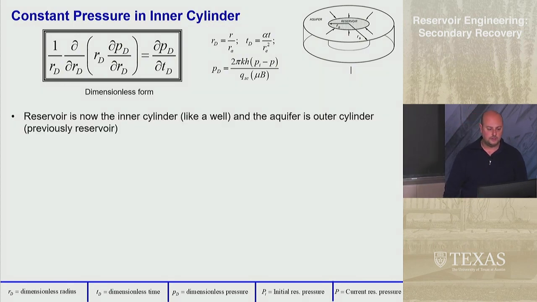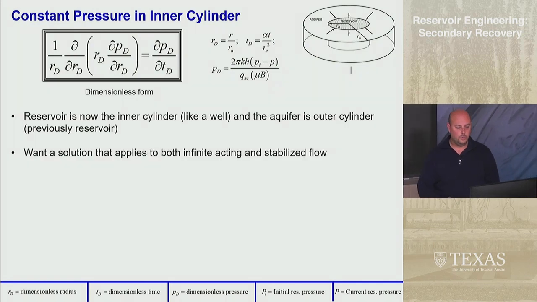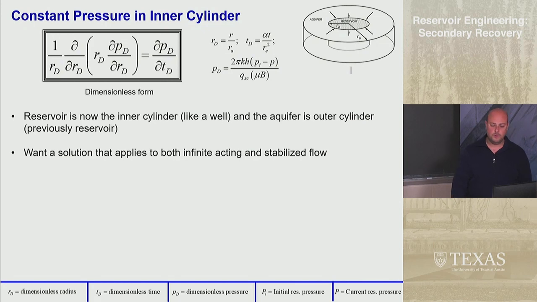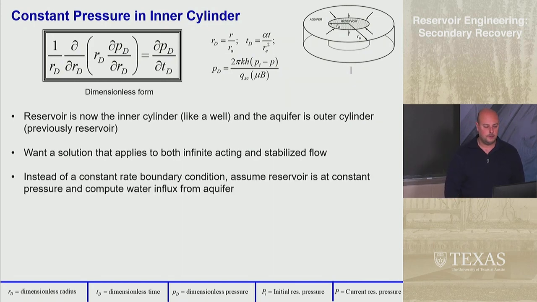Those are the dimensionless values. Remember that now the reservoir is the inner cylinder, and the aquifer is the outer cylinder. We want a solution that applies for all flow regimes. That's infinite acting flow and stabilized or pseudo-steady state. So that's early times when the outer boundary is unaffected by what happens in the inner cylinder, as well as late times where it is affected. And again, I review what infinite acting flow and stabilized flow are in the video.